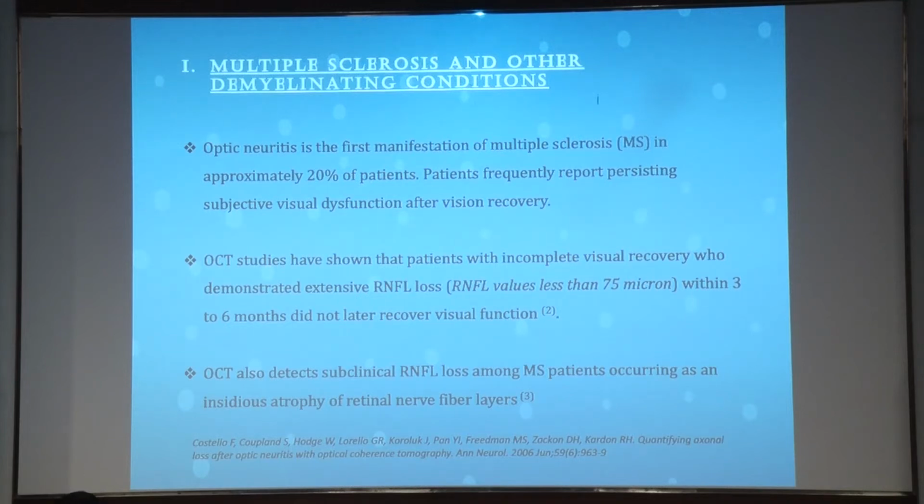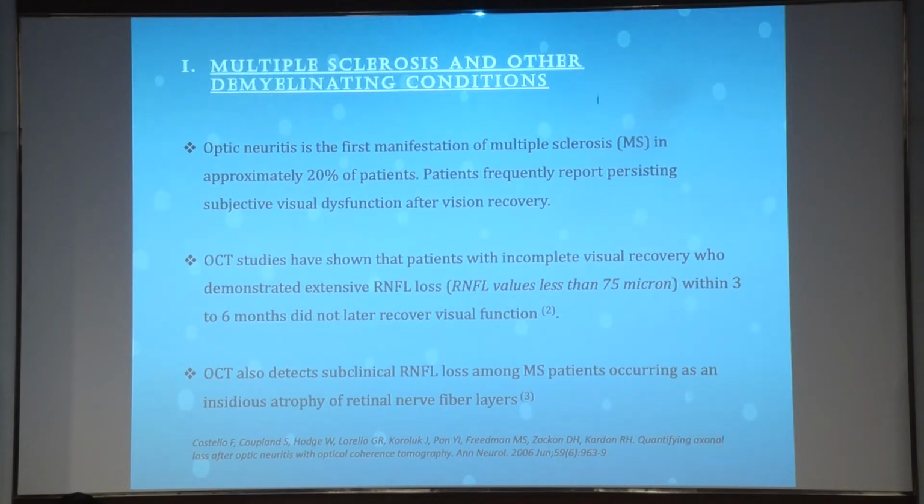This particular duration was taken because in the first 2 to 3 months there might be some edema changes at the optic nerve head, and after that settles down, at 3 to 6 months we can get a good idea whether or not the patient will return to their full visual function. If the thickness was found to be less than 75 microns, these patients were found to not return to their previous visual acuity.